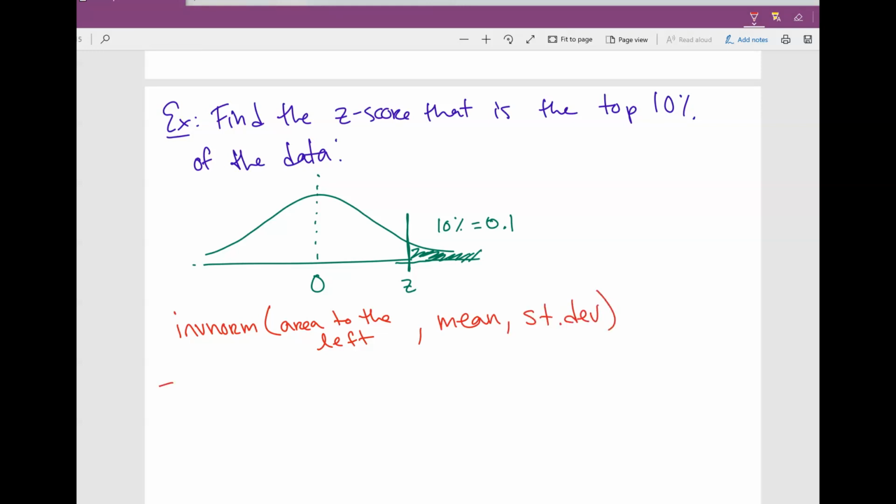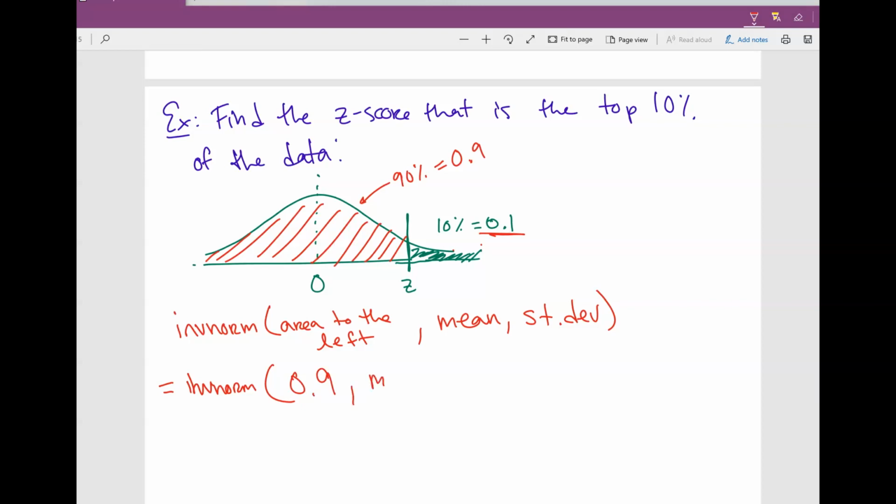So what is this going to give me? It's going to be inverse norm. In this case, we want the area to the left, but notice that this is the area to the right. How are we going to find the area that I want? Well, I know that the whole thing is equal to 1, the whole thing is 100%. If this is 10% of it, then the other part should be 90%. So the other side is 90%, which as a decimal is 0.9. That means the probability on the left-hand side is 0.9, so that's what we're going to put here.